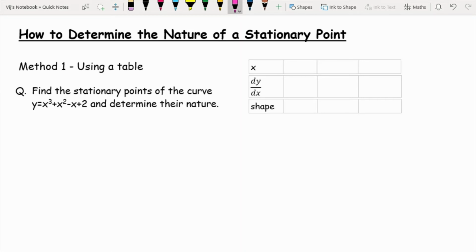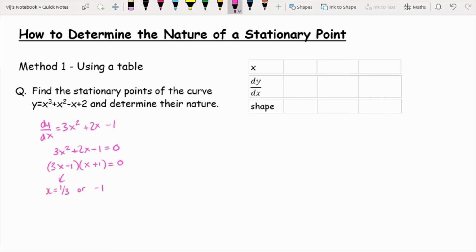I'm just going to breeze through this first stage because we've already discussed this. So first we work out our dy over dx, which is going to be 3x squared plus 2x minus 1. I then go about solving this. So I've got 3x squared plus 2x minus 1 equals 0, which factorizes, or I could use my calculator. So I get 3x minus 1, x plus 1 equals 0. So I've got a stationary point at x equals a third or at x equals minus 1.